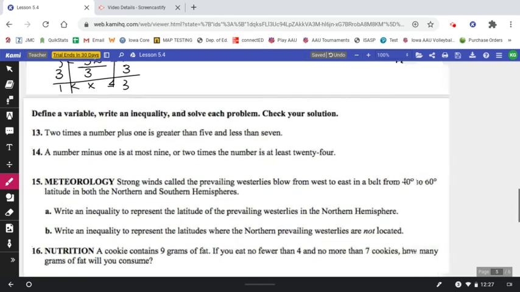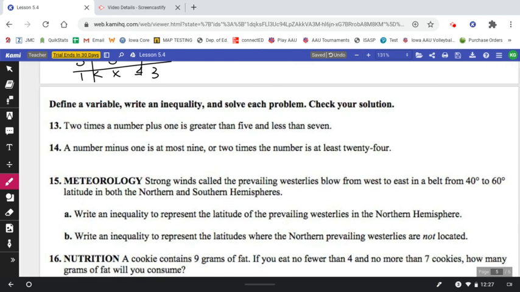Define a variable, write an inequality, and solve. Number 13, 2 times the number plus 1 is greater than 5 and less than 7. Not less than or equal to, just less than 7. So since it's greater than 5, I put it on the right side of 5, and since it's less than 7, I put it on the left side of 7.